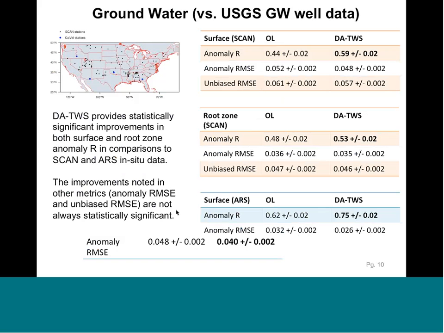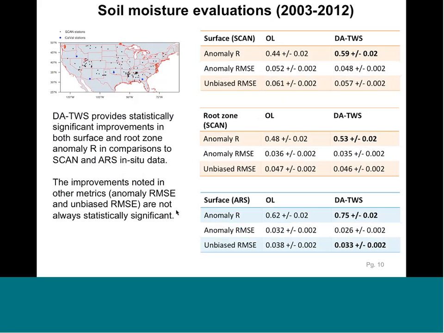Similar sorts of results where you see the open loop. This is for soil moisture. So in this case, you've got point measurements of soil moisture, and you're asking, how does the terrestrial water storage assimilation help you get a better soil moisture? So in this case, you can see across the board in the column all the way to the right that the DA TWS column is better than the open loop, the OL column.